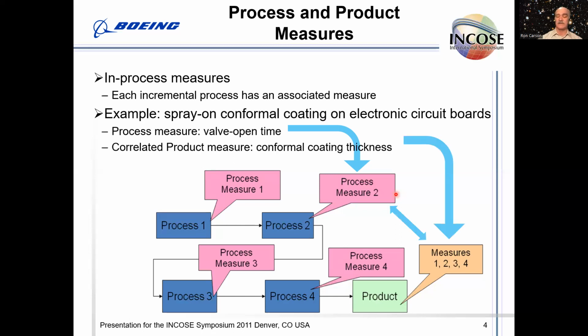And that would correlate to a requirement on the electronic circuit board to have a conformal coating of a certain thickness. So having done the research and spent a lot of effort, we would hopefully be able to eventually correlate valve open time with the conformal coating thickness. And then we would only really need to measure the valve open time and not have to measure the conformal coating thickness on each circuit board as it comes off the line. And that would be very efficient and effective once we've established the correlation.